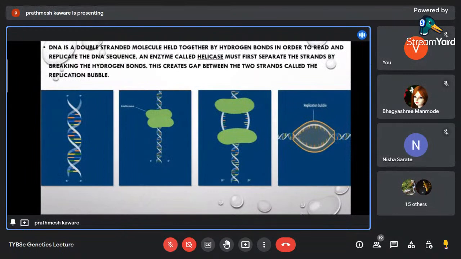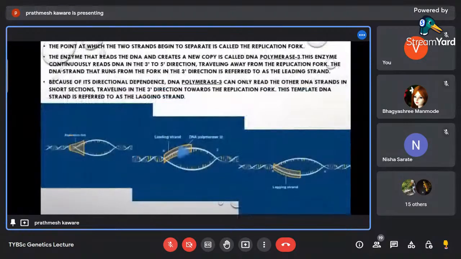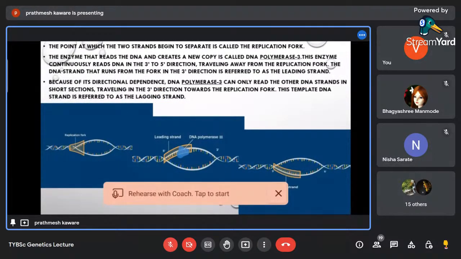So, DNA is a double-stranded molecule held together by hydrogen bonds. In order to read and replicate the DNA sequence, an enzyme called helicase must separate the strands by breaking the hydrogen bonds. This creates the gap between the two strands called the replication bubble. The point at which the two strands begin to separate is called the replication fork.